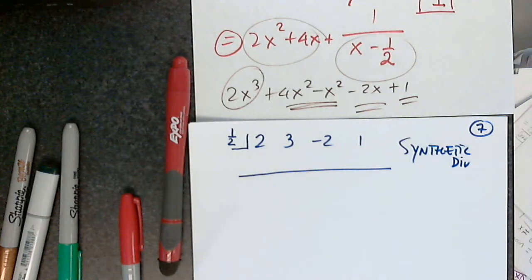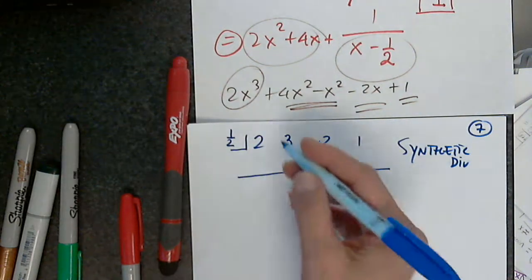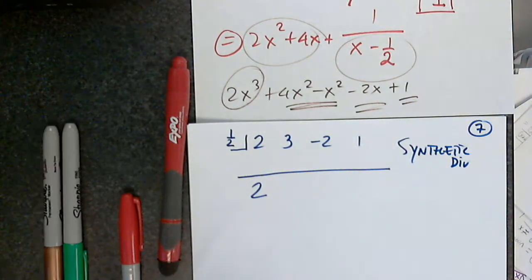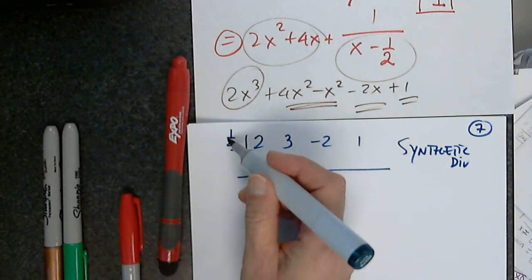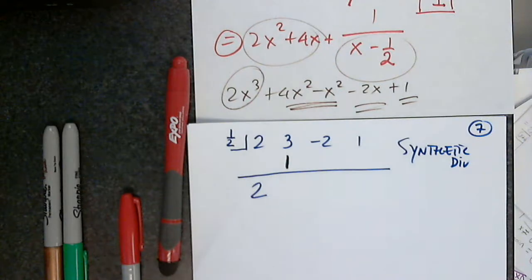Synthetic division requires the first coefficient to be copied. No matter what it is, I have to copy it. The next step is this. I multiply 1/2 by 2. I get 1, and I write the answer here.